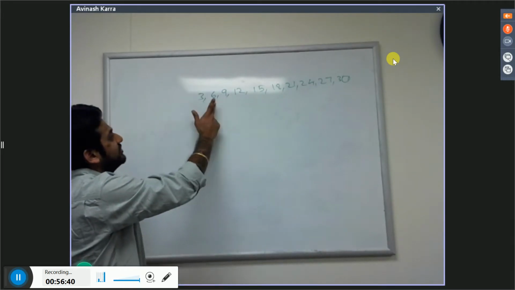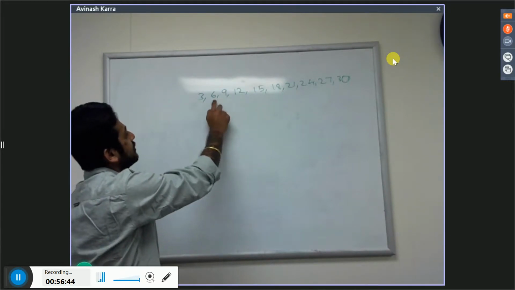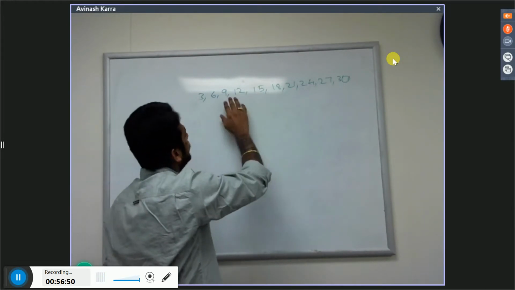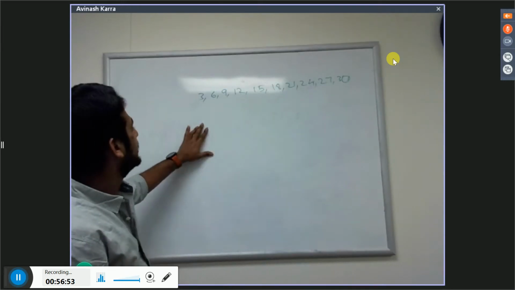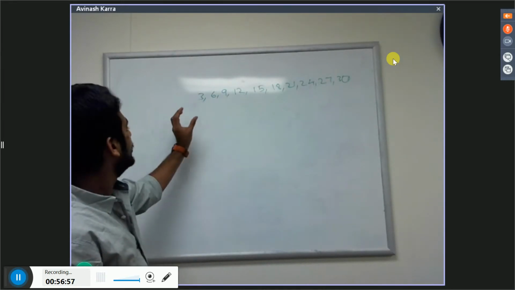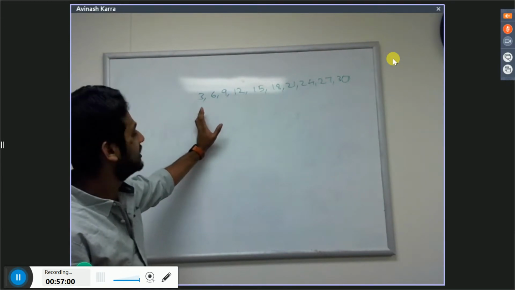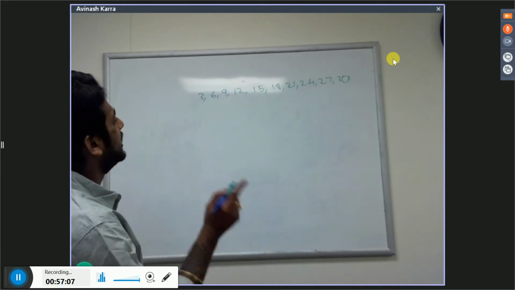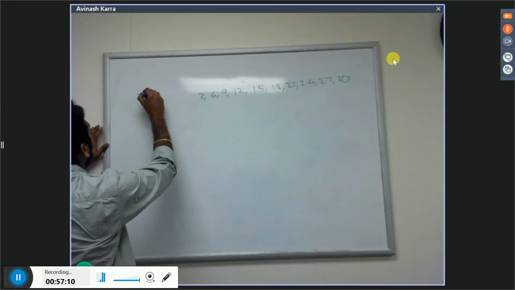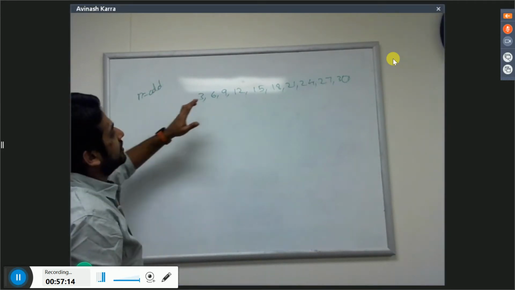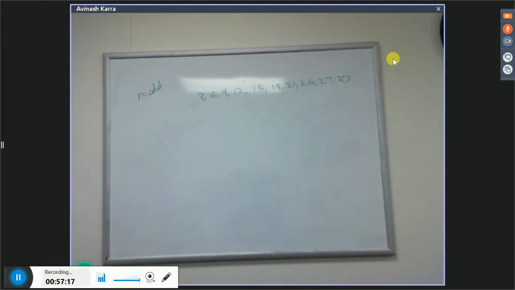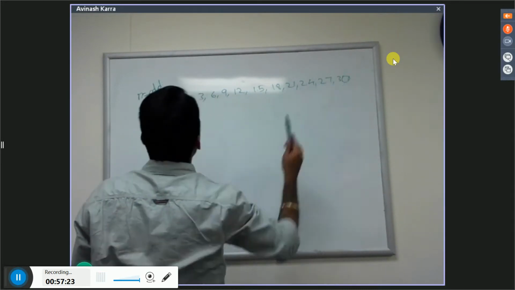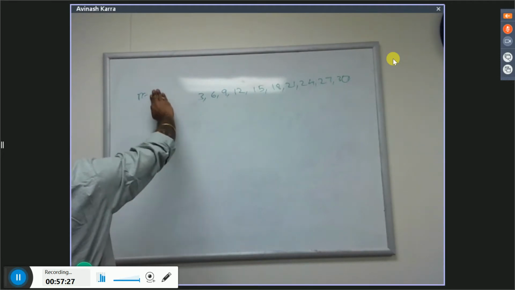What is the difference between each digit? 6 minus 3 is 3. 9 minus 6 is 3. 12 minus 9 is 3. 15 minus 12 is 3. So if you have a sequence in such a way that every number has the same difference, then the average is nothing but the middle number. If n is odd, the average is nothing but the middle number. What is the middle number over here? How many digits do we have? 1, 2, 3, 4, 5, 6, 7, 8, 9, 10. So, okay, let us take when n is even.